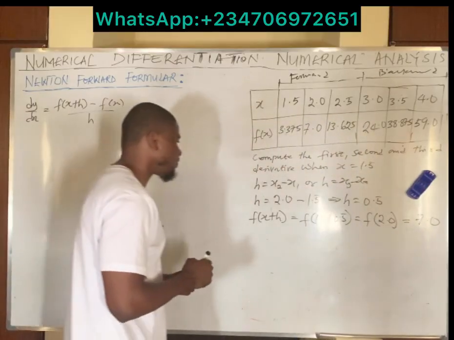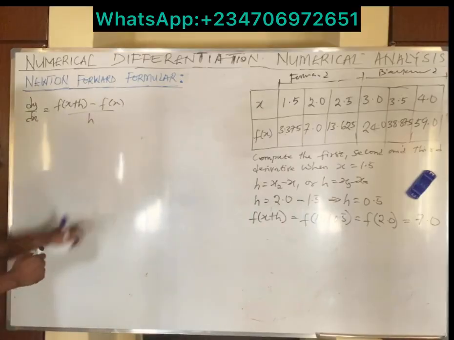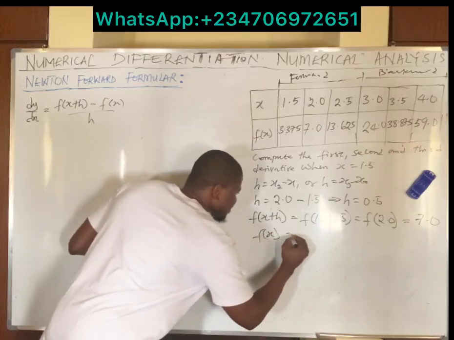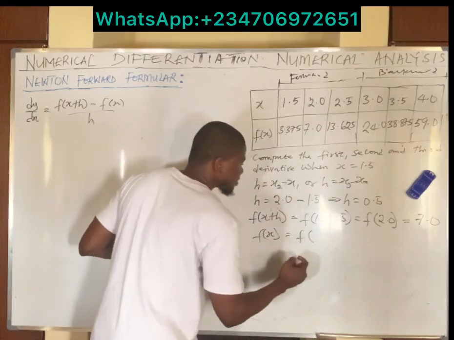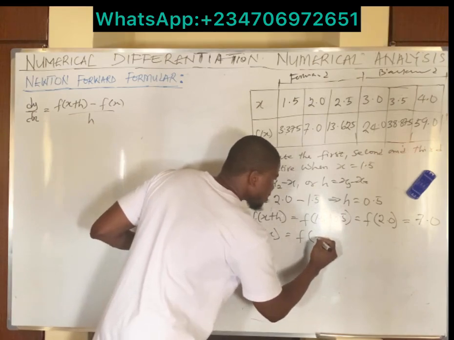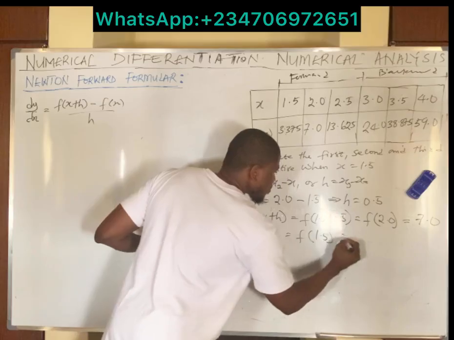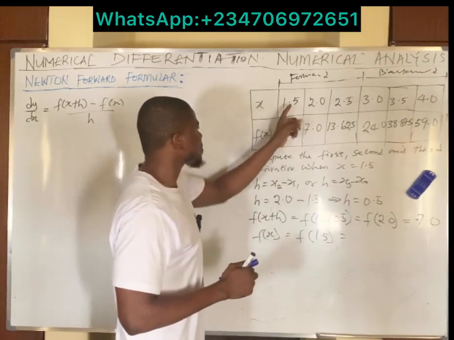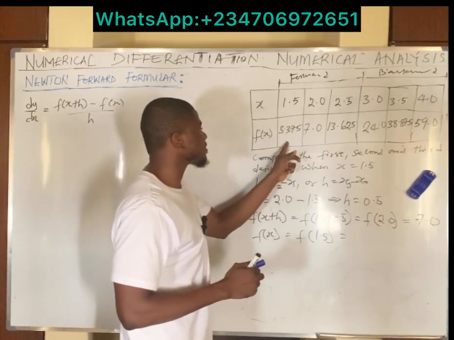So we'll find the value of f(x+h). The next step is to find f(x). This simply means, remember again, the point of interest, which is 1.5. So we find the value of f(x) when x is 1.5. When x is 1.5, f(x) gives us here 3.375.